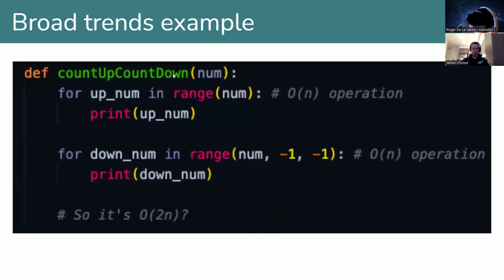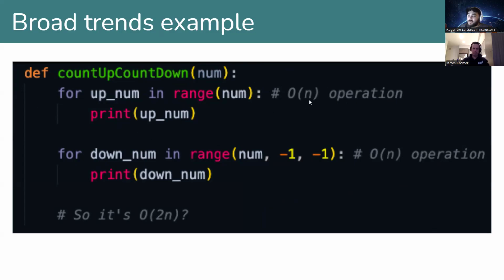Broad trends example. Here we see another function. We have 2 loops, guys. We have 2 loops in the exact same function. The first one is the for loop. It does for up num in range of num. Essentially, it's printing out our number, right? It's gonna go from 0, 1, 2, 3, 4, 5, whatever num is until it reaches its end. This is an O of n operation.